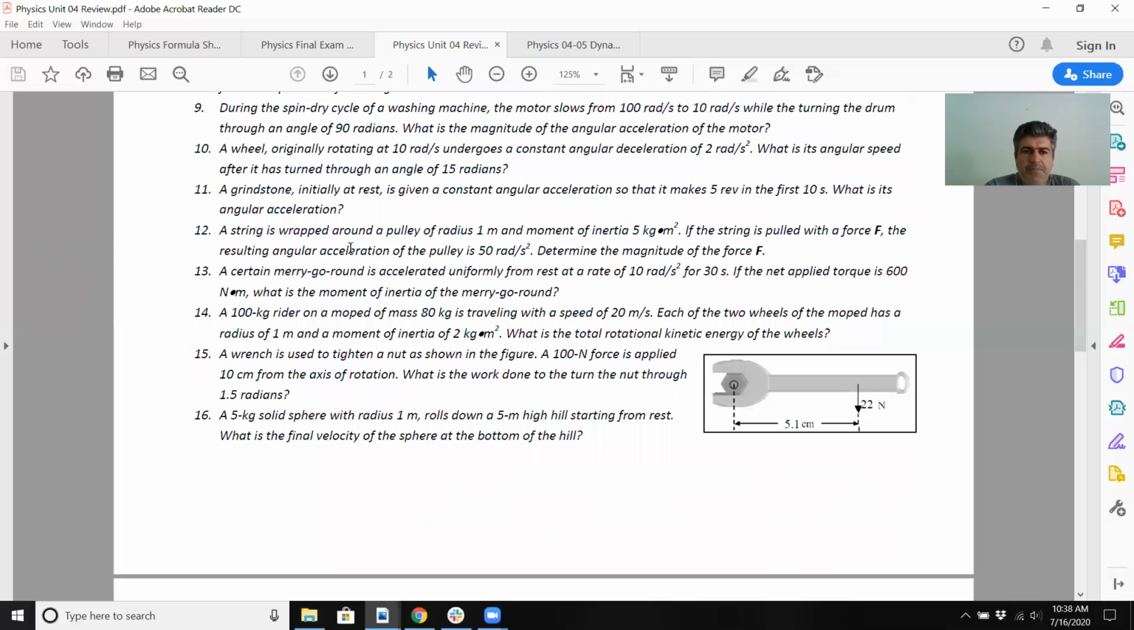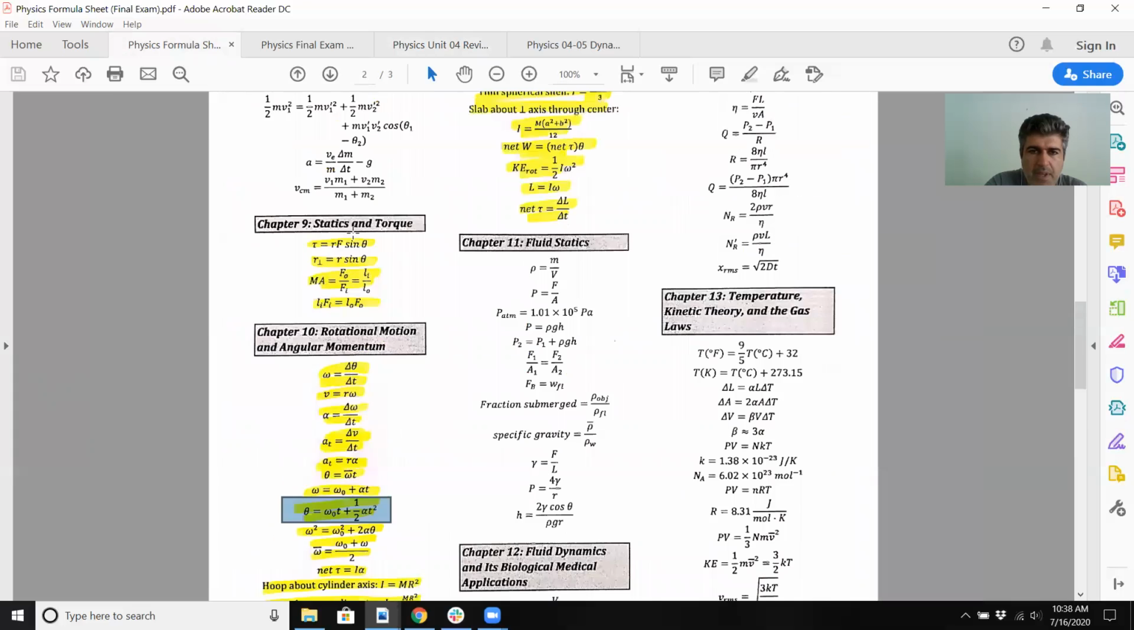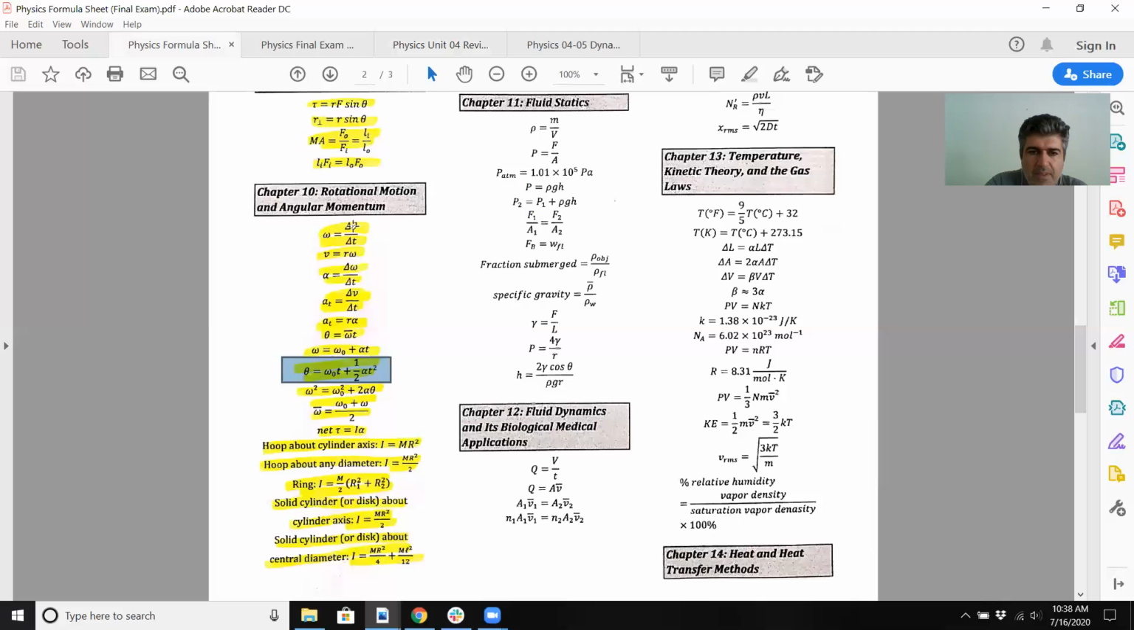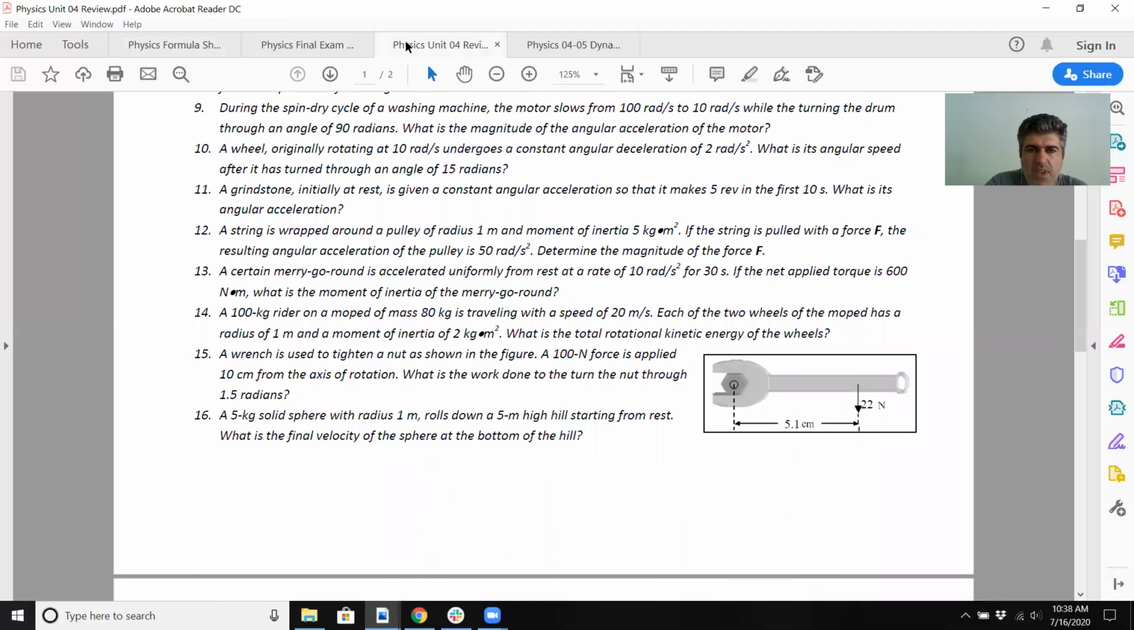Let's take a look at 12. A string is wrapped around a pulley of radius 1 meter and a given moment of inertia. If the string is pulled with a force F, the resulting acceleration of the pulley is 50 rad/s squared. We haven't really done that. I don't think that's really an appropriate problem for us. Because we haven't really talked much about pulleys. I mean, if you look at the formulas, I suppose. Let's cross off 12. So if you printed this, or if you're taking notes, just cross off 12, because we haven't really done that.